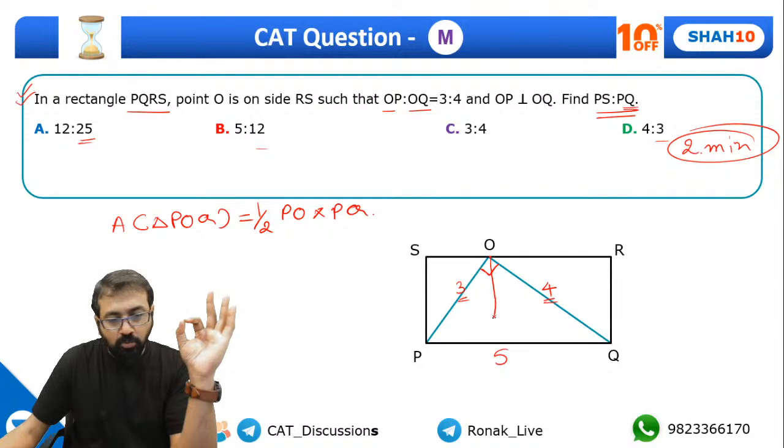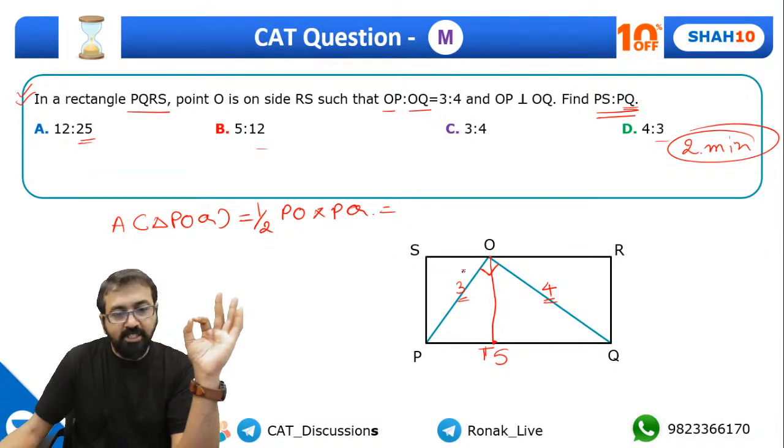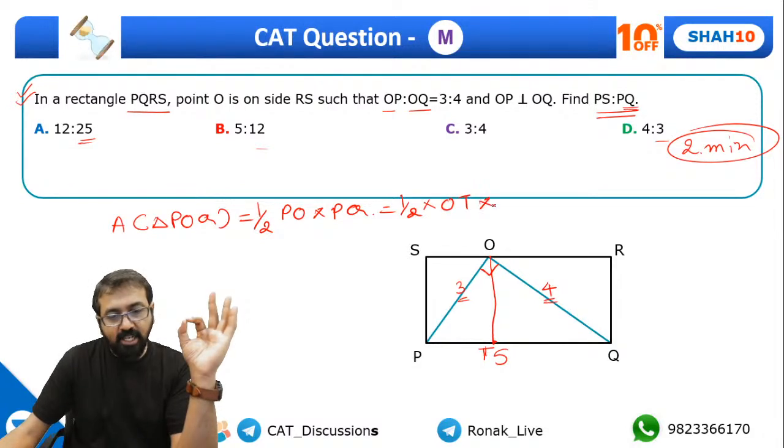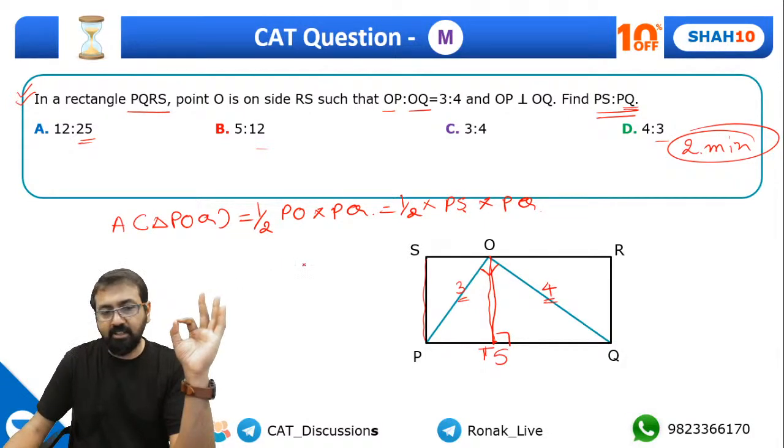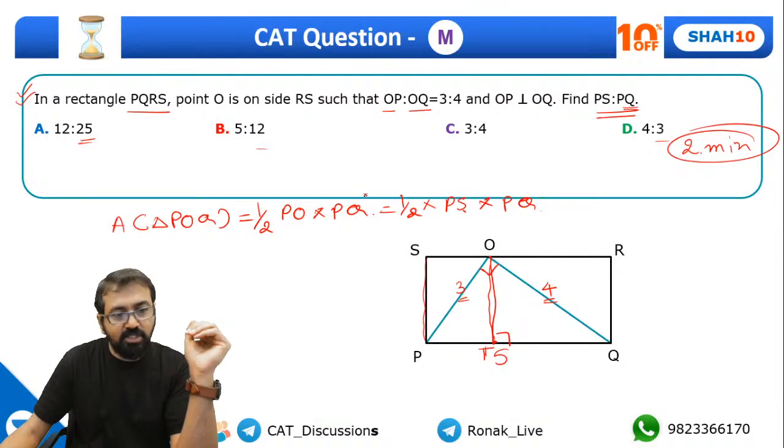Let me drop a perpendicular over here at point T, which can also be written as area of the same triangle POQ can also be written as 1/2 OT into PQ. Now can I say OT is same as PS because it's a perpendicular that we have dropped. So instead of OT, I can also write down PS. Correct, everyone? Right. So now what is this area? PO into PQ is what? 3 into 4, 12. So this half will get cancelled off. So this will come out to be 12. So 12 is equal to PS into PQ.